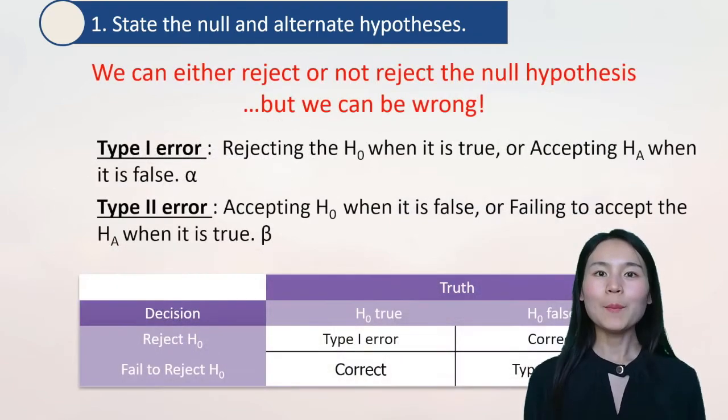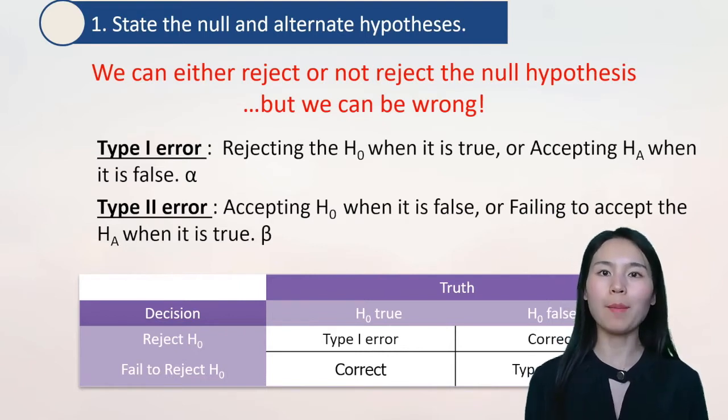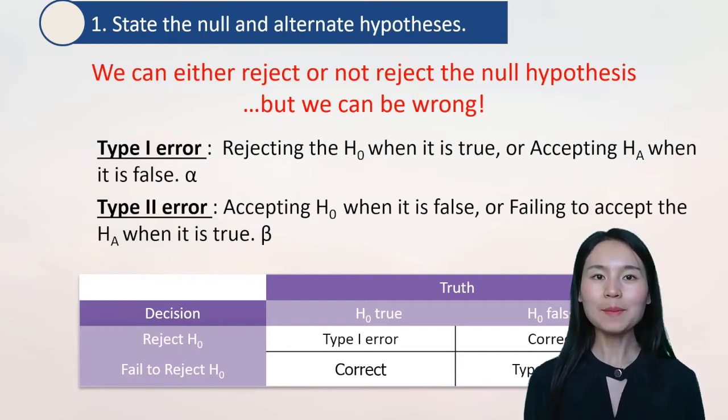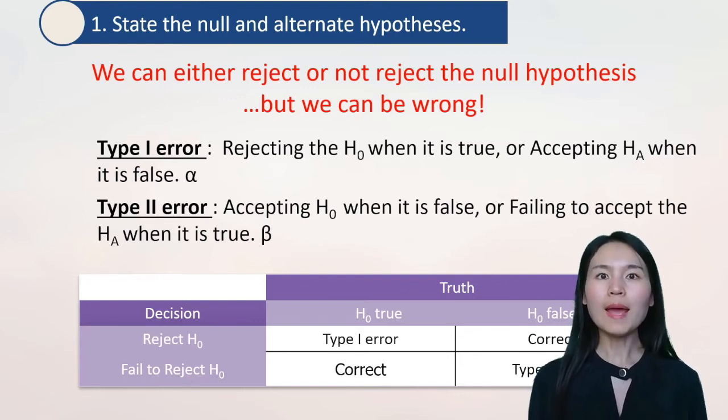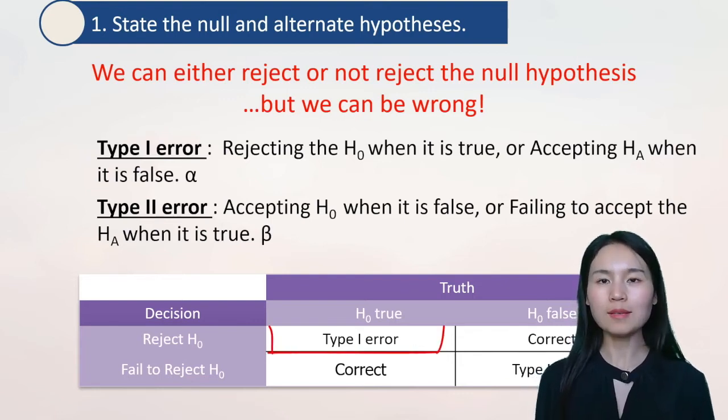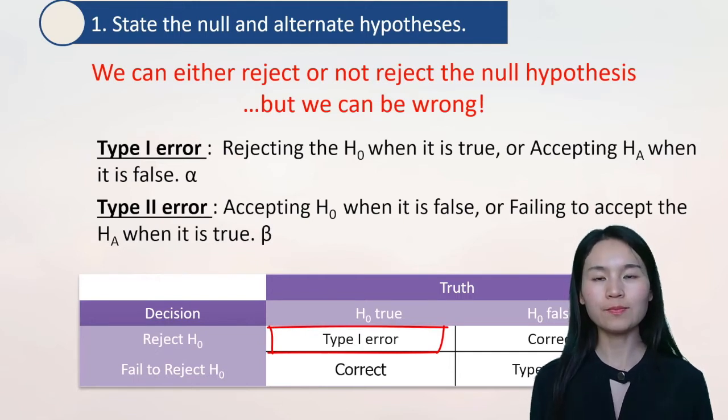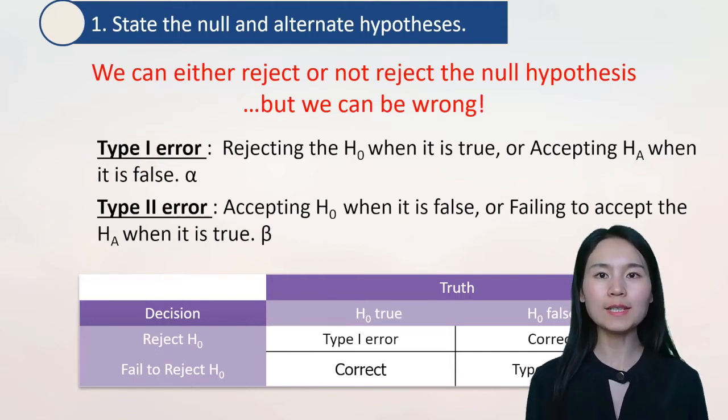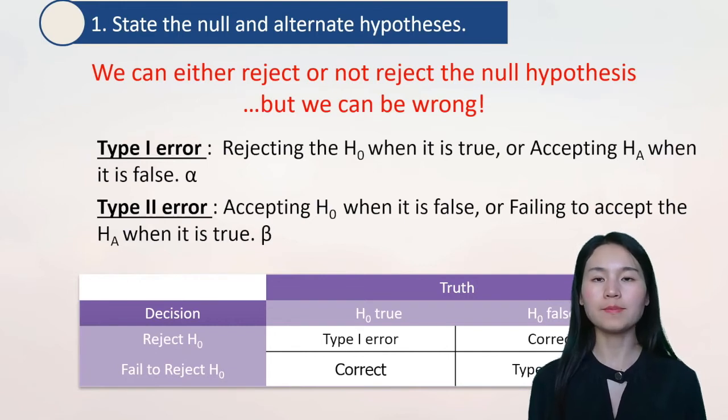Our result may either be beyond the range that we accept or within the range. So we can either reject or not reject the null hypothesis. But it doesn't mean that we are absolutely correct by making this conclusion. Sometimes we can be wrong, and there are two types of errors that can occur. Type 1 error is rejecting the null hypothesis when it is true, or accepting the alternate hypothesis when it is false.